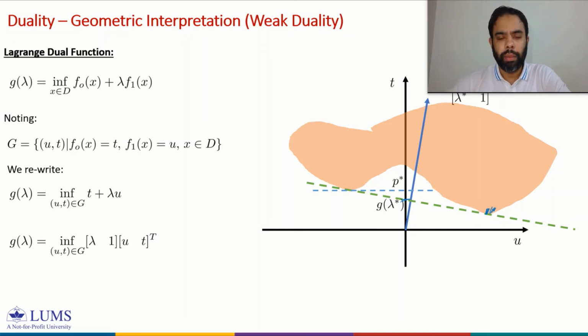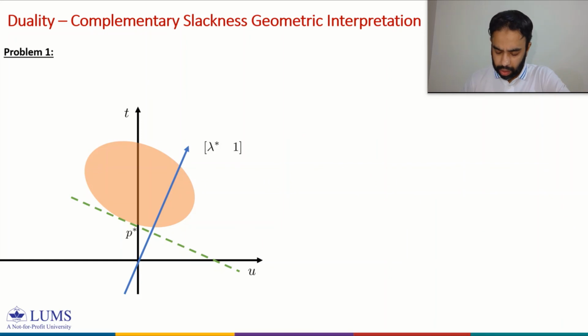Since we are reviewing different notions, different concepts in duality geometrically, we can also look at the concept of complementary slackness, the KKT condition. So we say we have two problems. Say in the first problem, the set G is given by this ellipsoidal shape. We note here that lambda star, the value of lambda for which the Lagrange dual function has the maximum value in this example, is greater than 0.